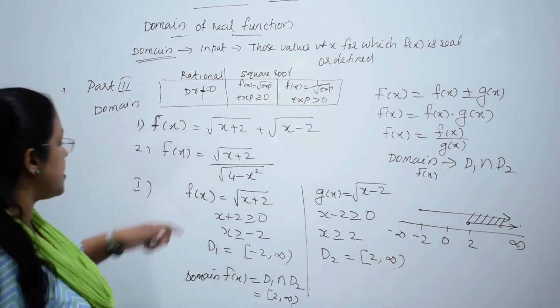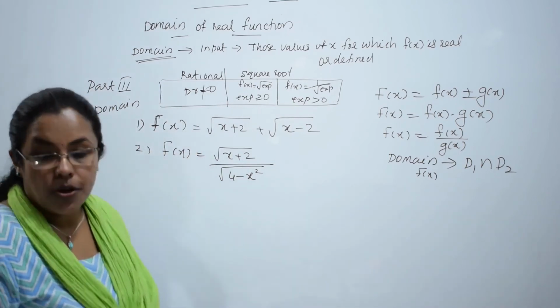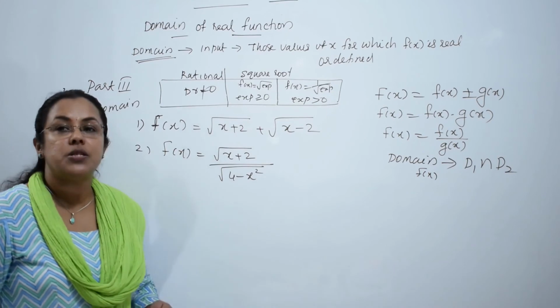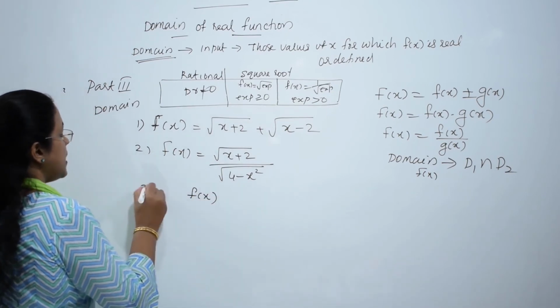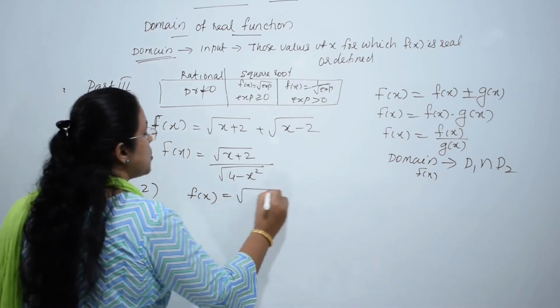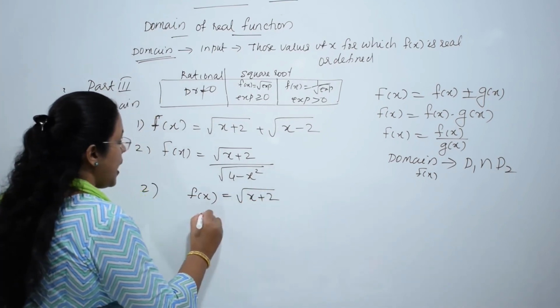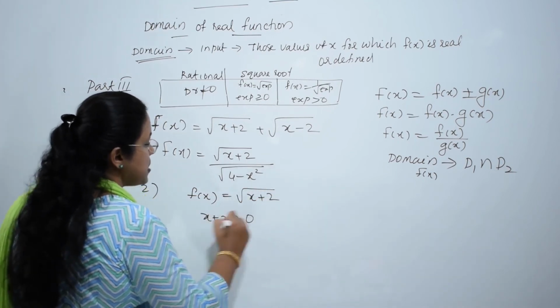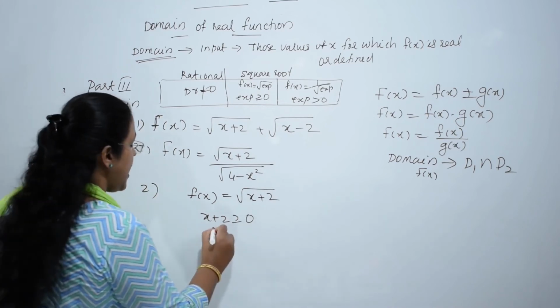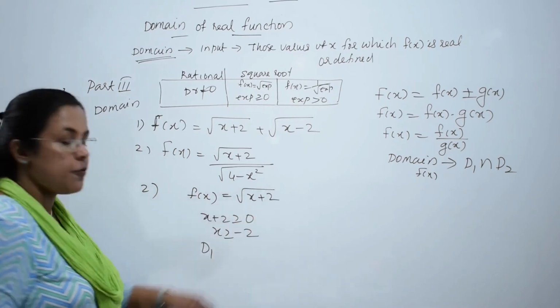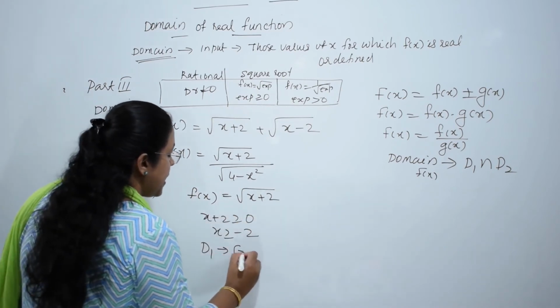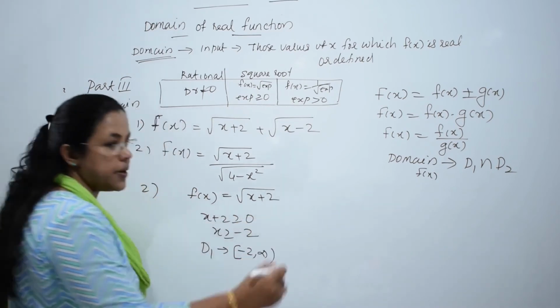Now look at question number 2. Again, this is of the form f(x) upon g(x). What is f(x)? f(x) = √(x+2). x + 2 ≥ 0. In order to find the domain, x ≥ −2. So the domain of f(x) is −2 to infinity.